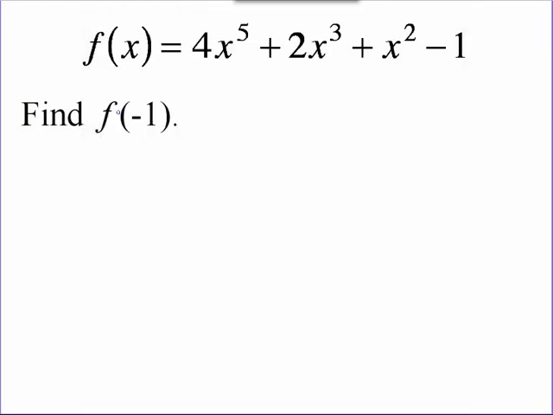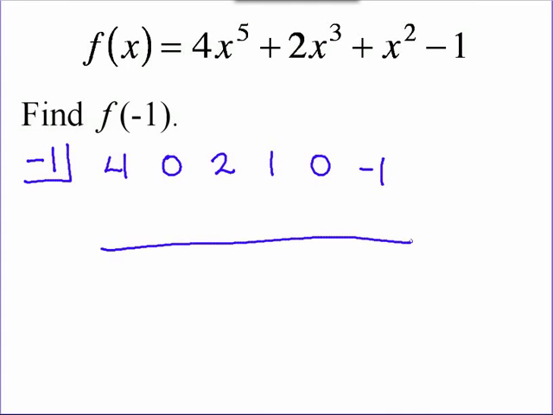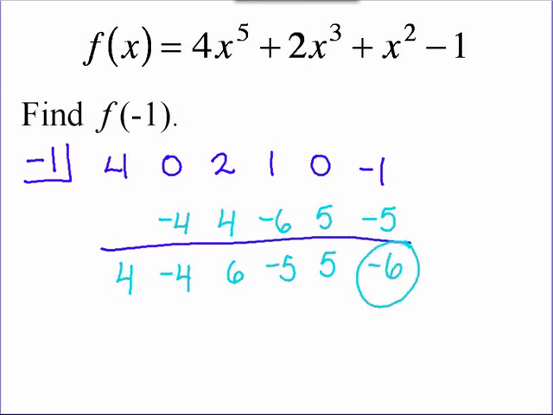So first of all, I've got -1, and then my coefficients 4, 0, 2, 1, 0, -1. Oh, I forgot the other zero. Oh, that's 0. Oh, goodness. It doesn't have a coefficient. Shoot. There's how you get -6. I dropped the ball.